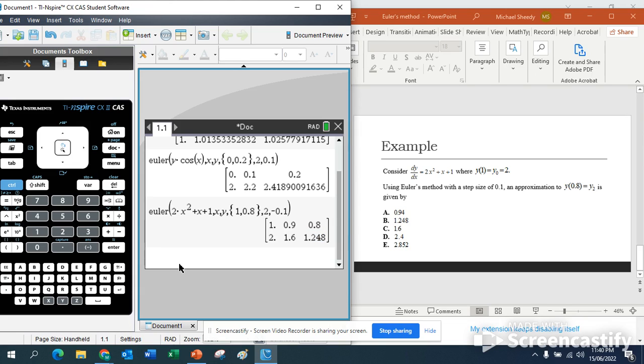So hopefully that's been insightful for you and given you some tips on how to use your CAS calculator to use Euler's method to solve a differential equation.